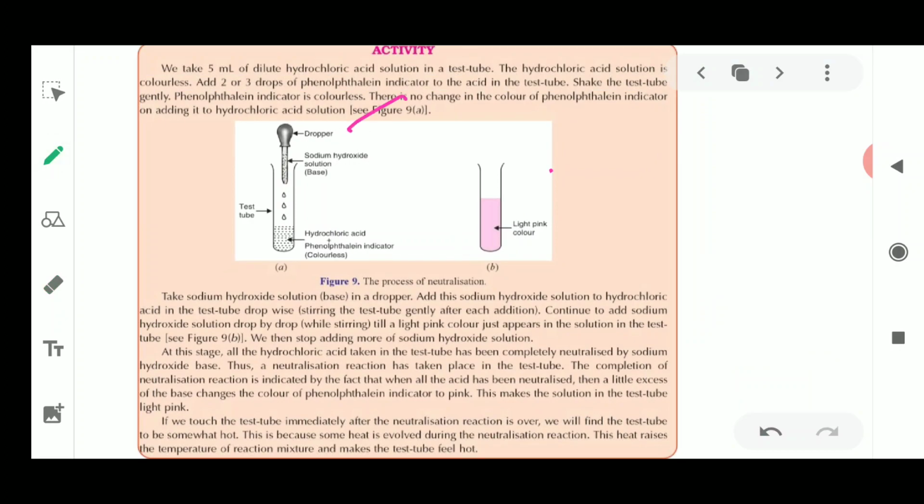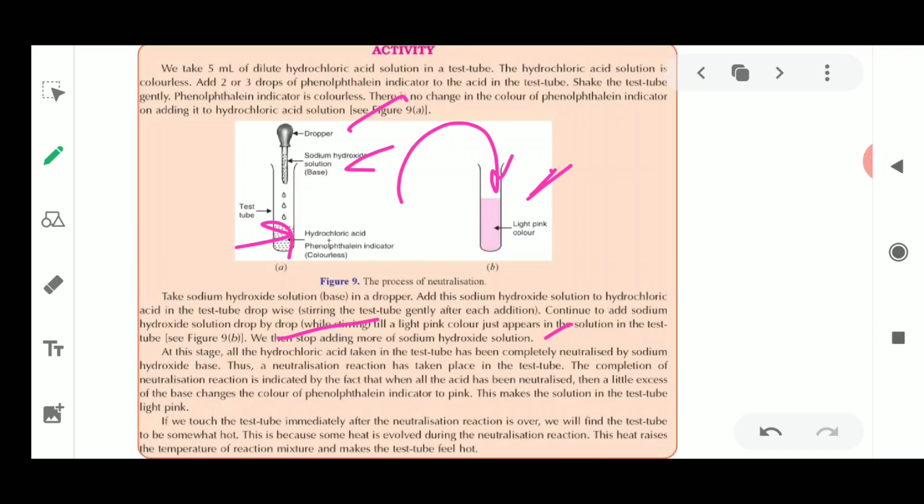Then you will add this sodium hydroxide dropwise to the hydrochloric acid. Keep stirring, and continue adding this sodium hydroxide solution drop by drop till the light pink color just appears in the test tube. As soon as this appears, you will stop adding the sodium hydroxide solution. Since this was a colorless solution, as soon as you add base to it, it becomes basic. Once it becomes basic, you just have to stop adding more sodium hydroxide.